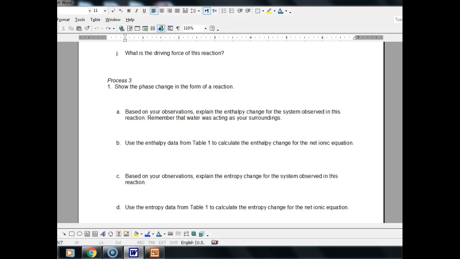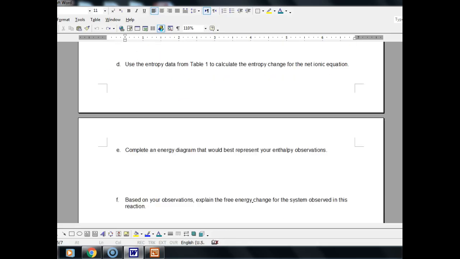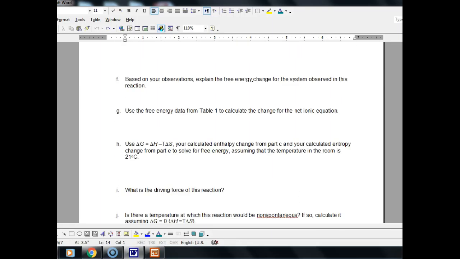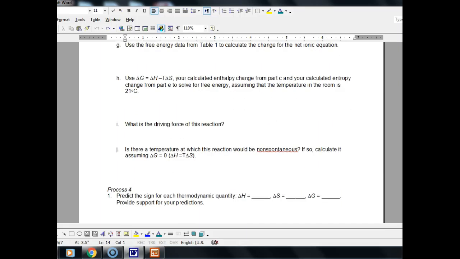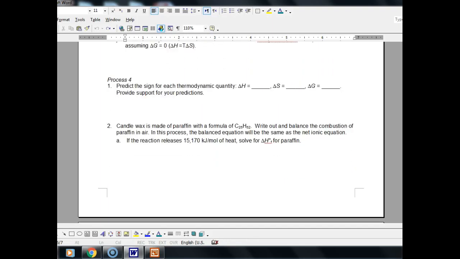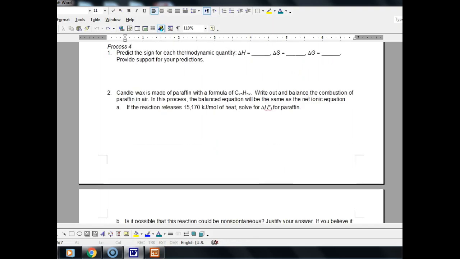Okay, you're going to calculate the enthalpy change. You're going to talk about what you think happened with entropy and then calculate it. You're going to do an energy diagram again. You're going to talk about free energy. And then again, the temperature at which it would be non-spontaneous, what would it be? The last one's going to be a little bit different. I'm not going to make you do as much in terms of calculations. I want you to predict what would be the sign of the enthalpy, what would be the sign of the entropy, and what would be the free energy based on what you observed.